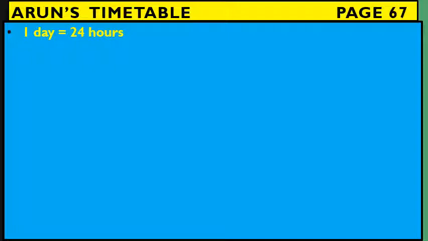We have to find how many hours of a day he spends in sleeping, in playing, in studying, and in other activities. Children, you all know that one day has 24 hours. Arun spends 1/3 of a day in sleeping. So, total hours spent in sleeping are 1/3 of 24. That is 24 divided by 3 is 8 hours. So, Arun spends 8 hours in sleeping.